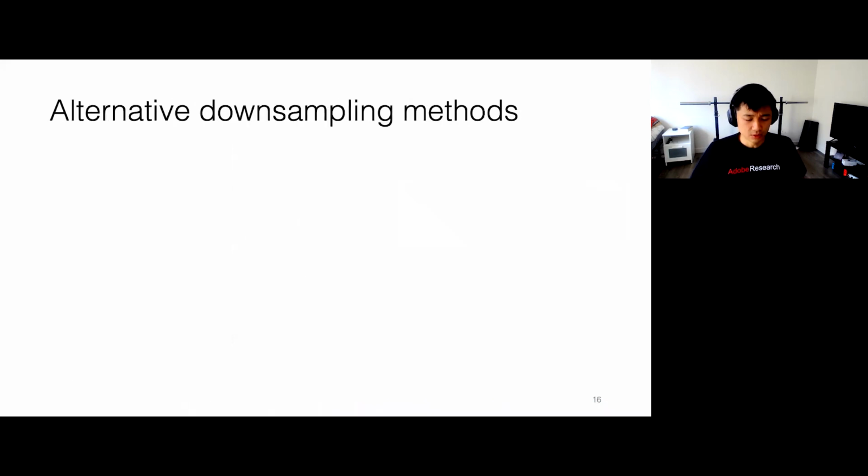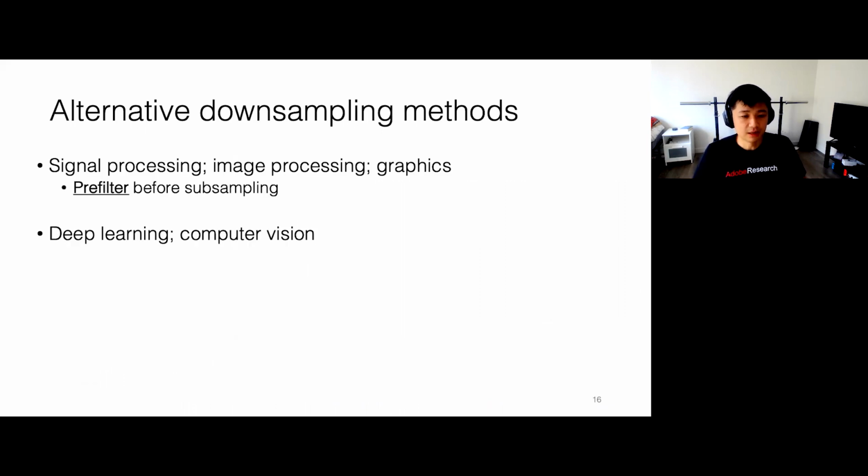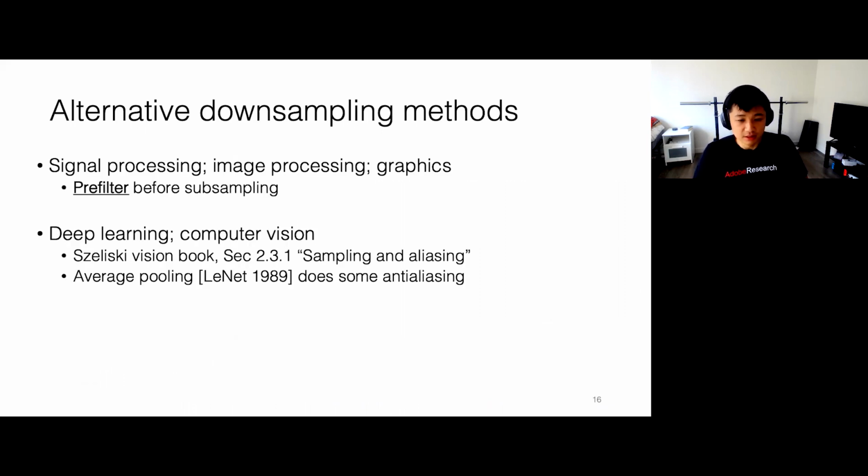Okay, so why is anti-aliasing not used in deep nets already? Well, it turns out it used to be, in average pooling. In LeNet 1989, average pooling is a box filter, and it's doing some anti-aliasing. Now, we know that you're supposed to anti-alias in signal processing, image processing, and graphics. And in computer vision, you can look at section 2.3.1 of the Szeliski book, and that concept is in there as well. So what happened in deep learning?